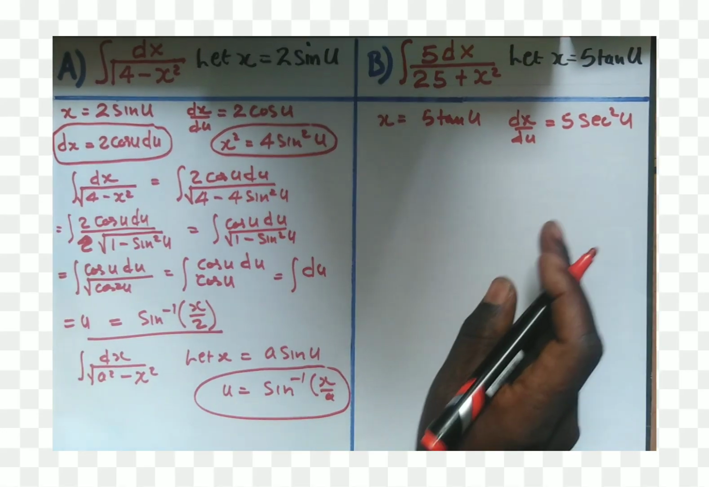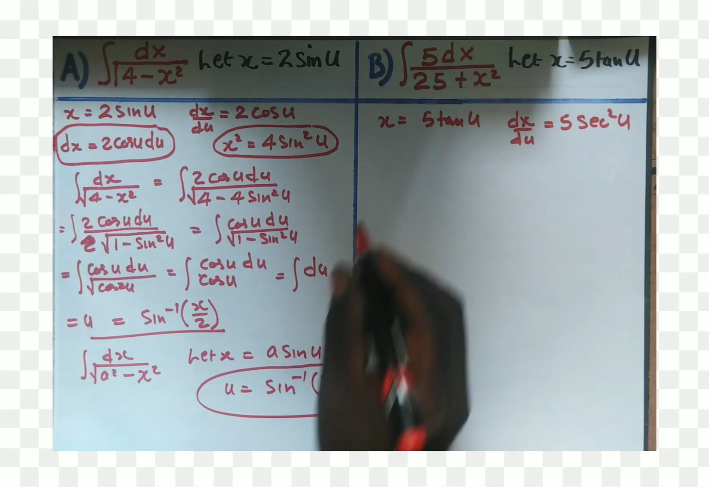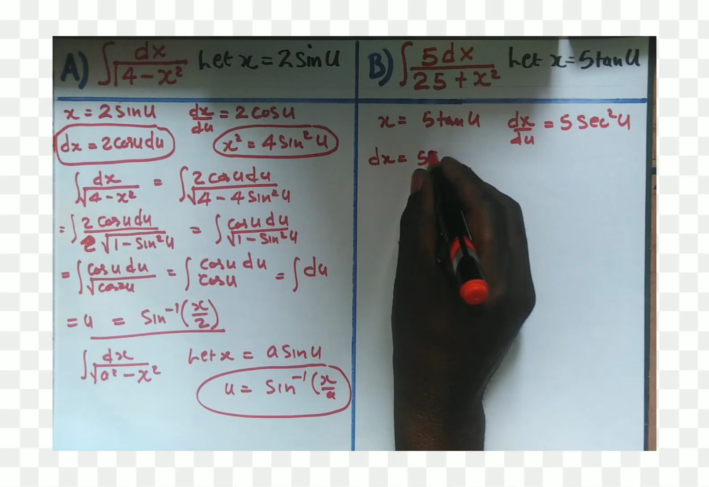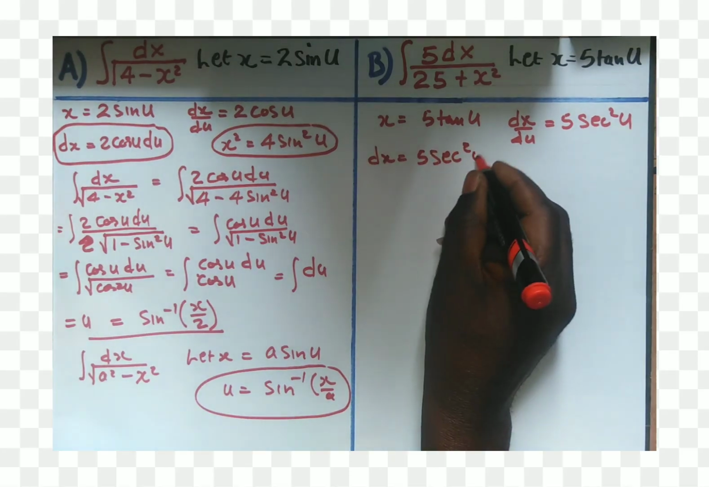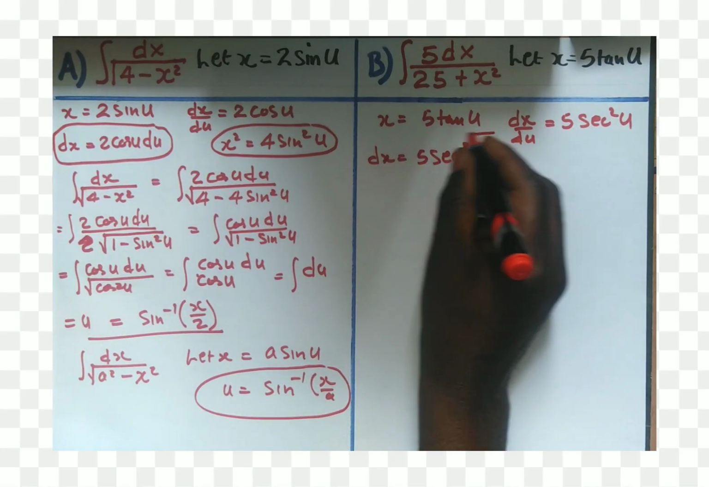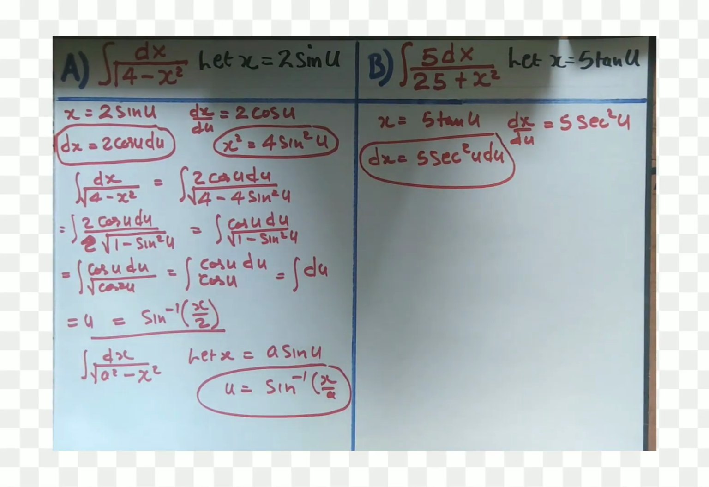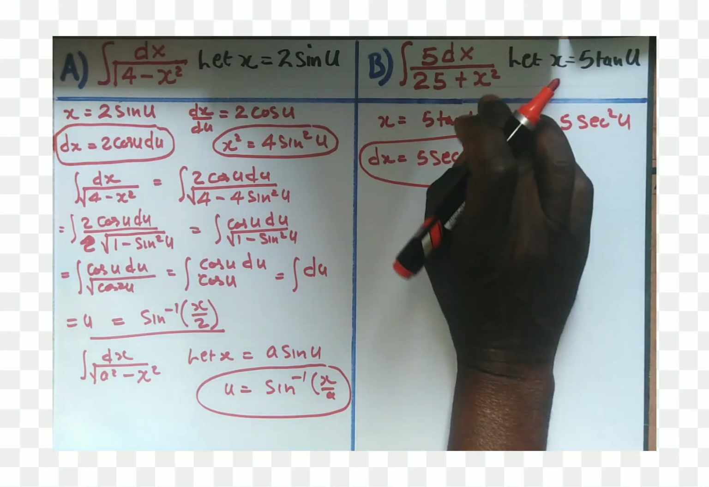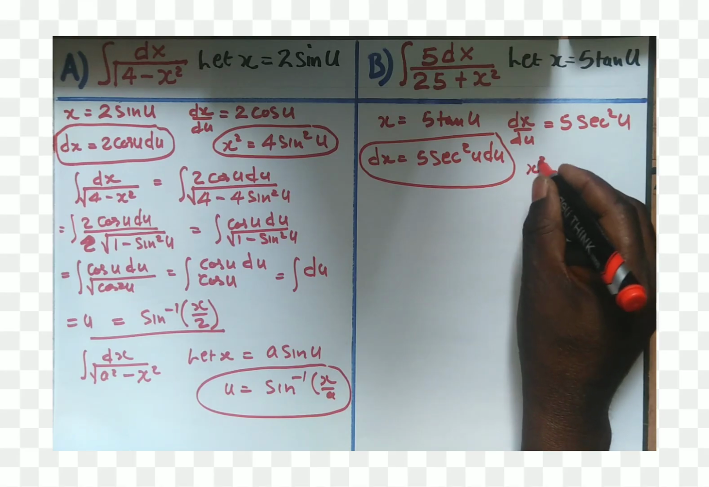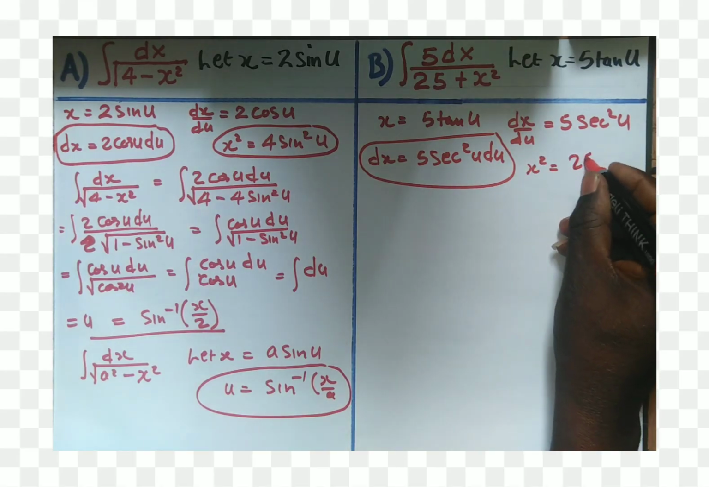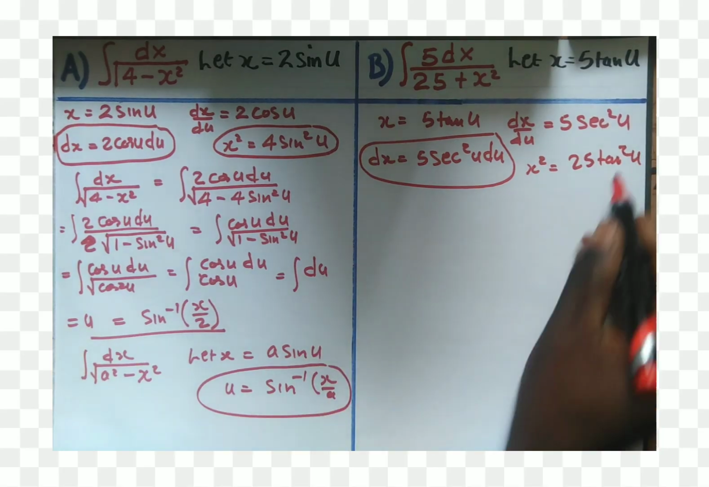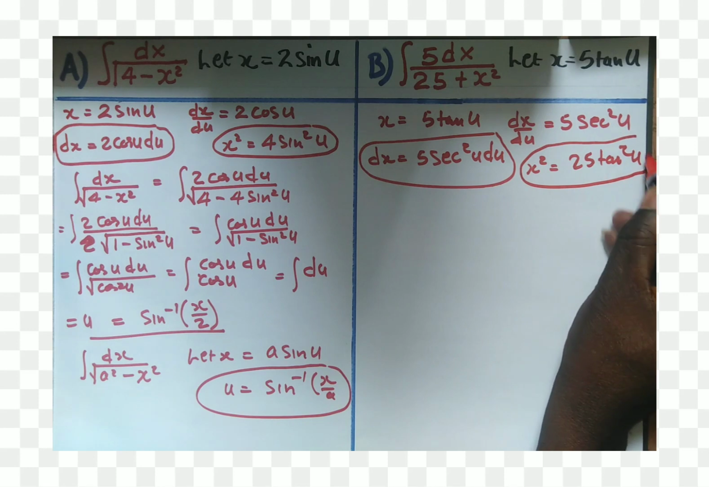Now, if dx/du is equal to 5 sec squared u, it also means that our dx is equal to 5 sec squared u du. So, let's keep this relationship. Now, we've got an x squared here. If x is equal to 5 tan of u, what is x squared? Well, x squared is equal to 25 tan squared u. Again, we need this relationship.